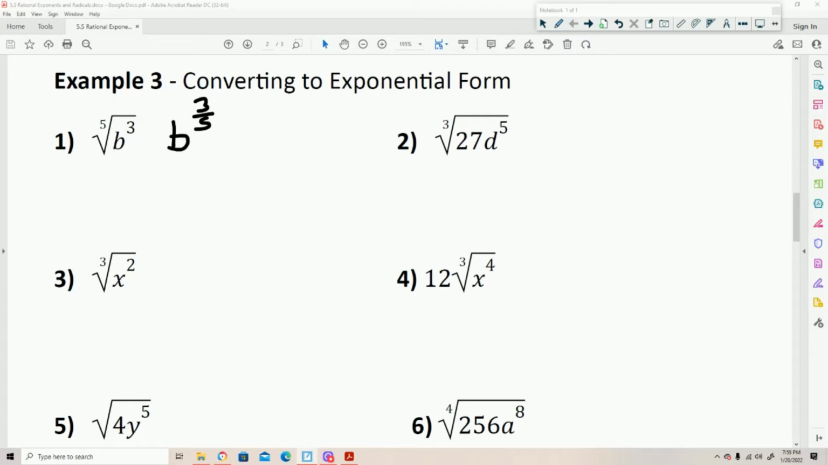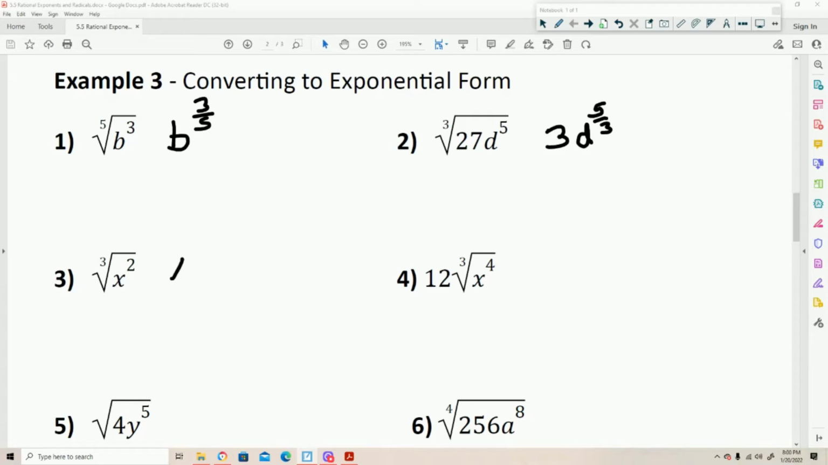Moving on, I'm going to go ahead and write this simplified. I can take the cubed root of 27. I know 3 times 3 times 3 is 27, so the cubed root of 27 is 3. I want to write that like that. I'm going to put the d there. Again, the index is the denominator, that's the numerator, so it's d to the 5/3.